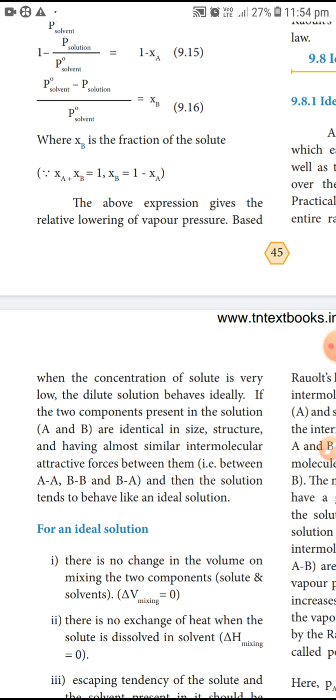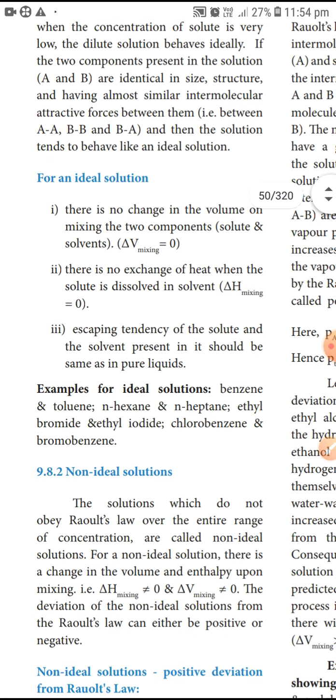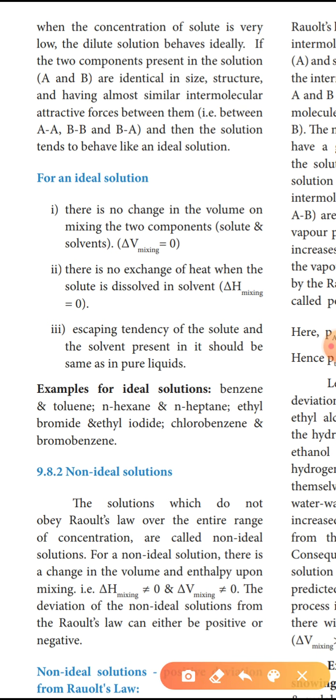For an ideal solution, there is no change in volume on mixing of the two components. Volume is represented by V, and del V means change in volume. So del V equals 0. There is no change in the volume on mixing of two components.